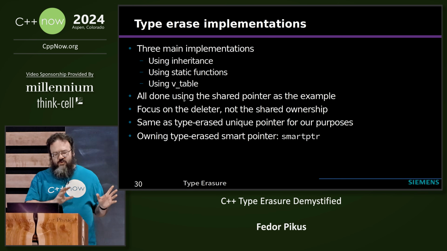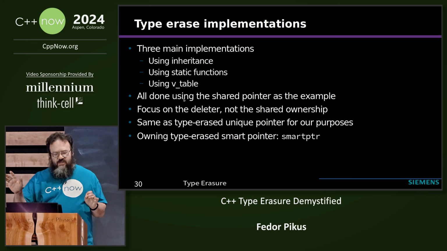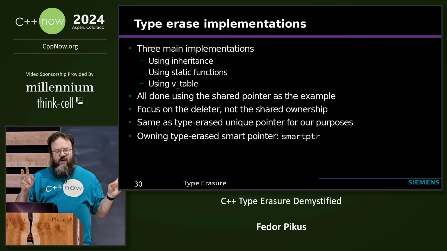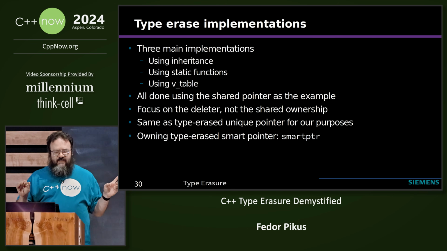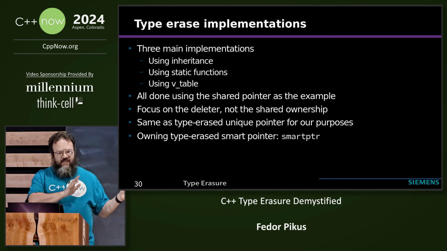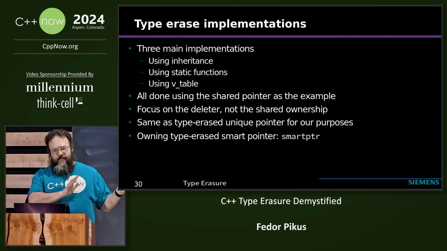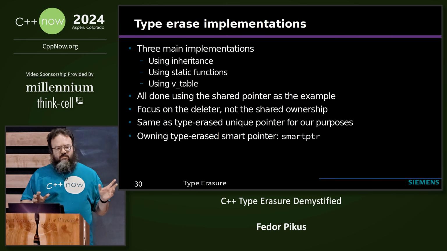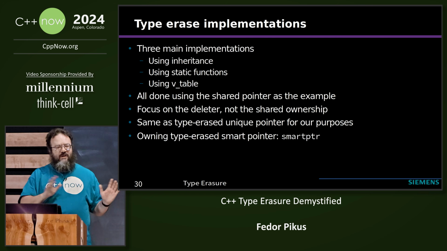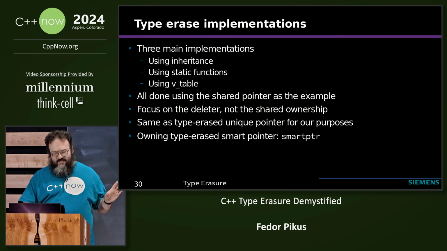So we're going to use the shared pointer as example, and we're going to focus on the deleter because that's the erased type. So we're not going to deal with the shared ownership at all. Basically, our smart pointer, which we're going to call smart pointer, is the same as a unique pointer, only it uses type erasure instead of explicit types. That'll be our working example. If you use a shared pointer and you never use sharing, that's basically what you get: a unique pointer with an erased deletion type.